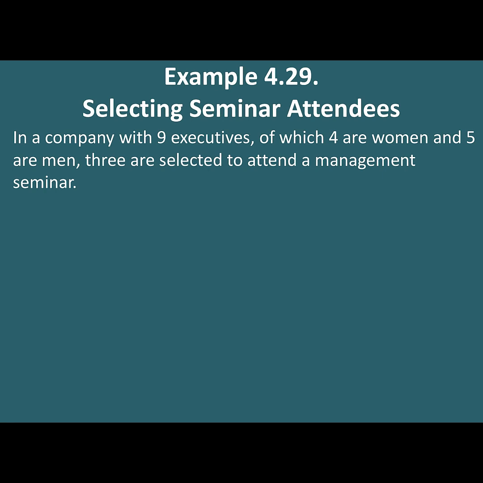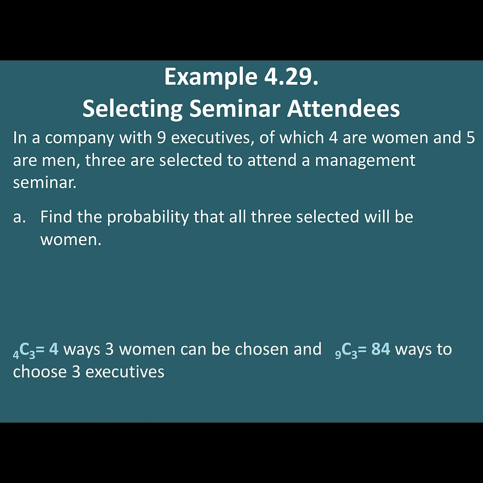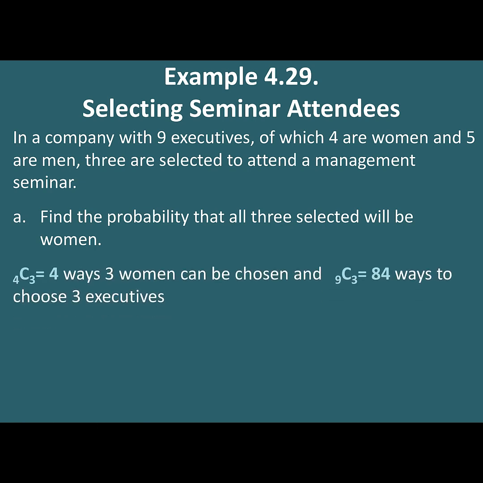In a company with 9 executives, of which 4 are women and 5 are men, 3 are selected to attend a management seminar. Let's first start by finding the probability that all 3 selected will be women. First, in order to do this, we must count how many ways we can actually choose the women. Here, there are 4 women, and we will be choosing 3 of them. So 4 choose 3 gives us 4 ways that 3 women can be chosen.